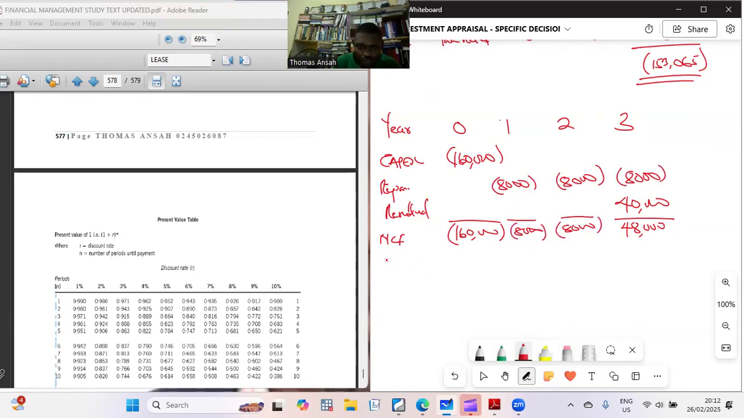Because repair is an expenditure. Discount factor of 8%. Here we go: 1.000, 0.926, 0.857, and 0.794. All right.